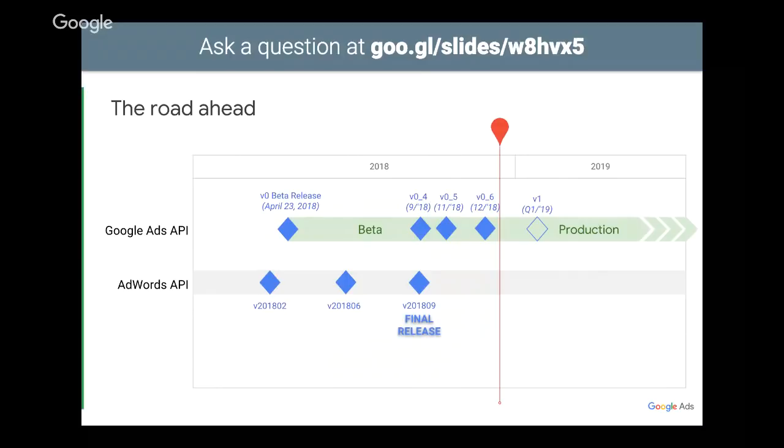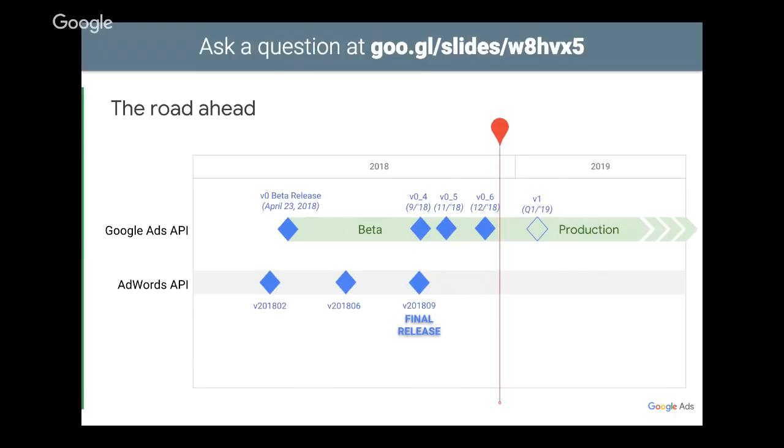The second thing, and the writing may have been on the wall for a little while, but we're ready to make it official: version 2018-09 of the AdWords API was the final release of the AdWords API. We do not plan to have any more numbered versions. There's not going to be 2019-02, 2019-06. 2018-09 is the final version that we're planning for the AdWords API. All new features going forward, and all of our work, will tack a little bit and focus on the Google Ads API.